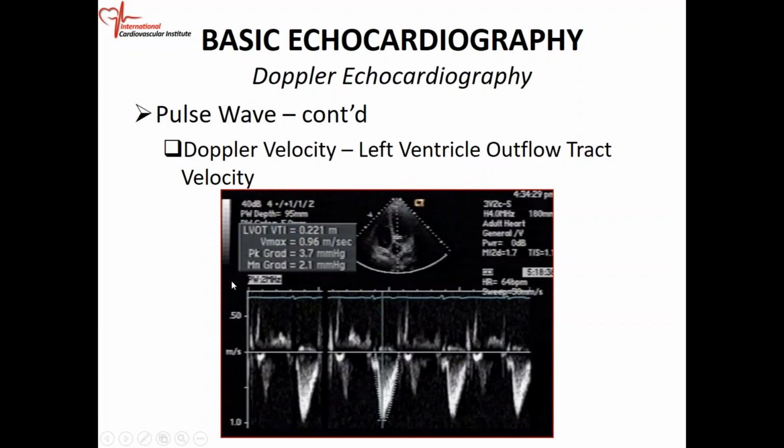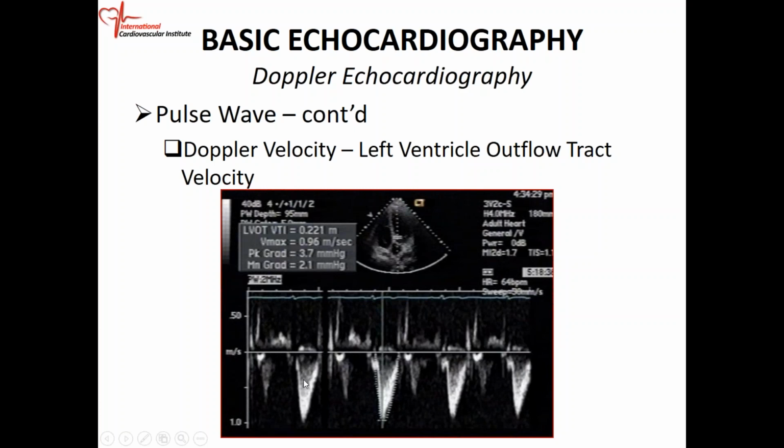This is also a PW measurement, a pulse wave Doppler measurement. Blood is flowing from the left ventricle, across the left ventricular flow tract, across the aortic valve into the aorta. And you get an envelope below the baseline because it's moving away from the transducer. It's a systolic flow, blood flow across the left ventricular flow tract and aortic valve in systole. So it's from the onset of the QRS to the end of the T wave.